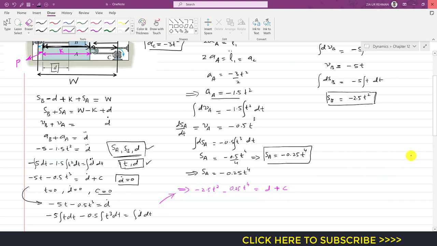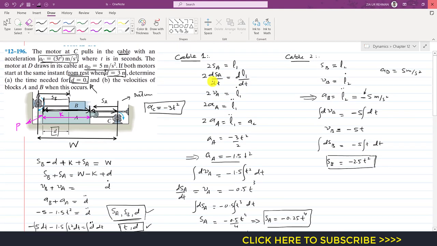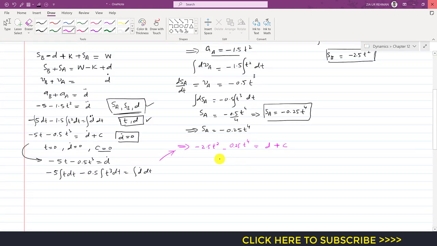And now when t is equal to 0, both motors start at the same instant from rest, when d is equal to 3 meters, right? So this means that initially the distance between block A and block B at t equals 0 is 3 meters, right? So we are given another boundary condition, that at t equals 0, d is equal to 3 meters. Now if I put both of these conditions in this equation, this will become 0, this will become 0, and d will be equal to 3. So we will be left with 0 equal to 3 plus c, or we can say that c will be equal to minus 3, right? So then we can write this equation as minus 2.5 t square minus 0.25 t raised to the power 4 equals d, and c is minus 3. So now this is a very important equation.